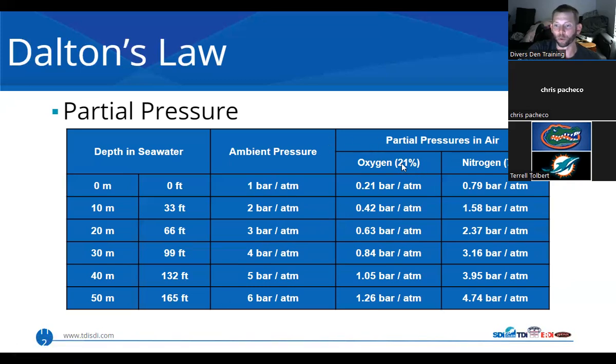When I do this, I just do 0.20 and 0.80 because it makes the math easier. But this is just showing you that you multiply it by the number of atmospheres, and that's going to give you the partial pressure of the gas. Pretty simple. Any questions on that?